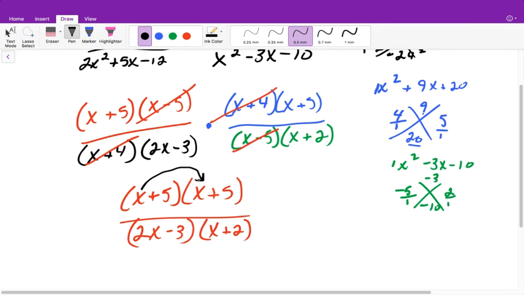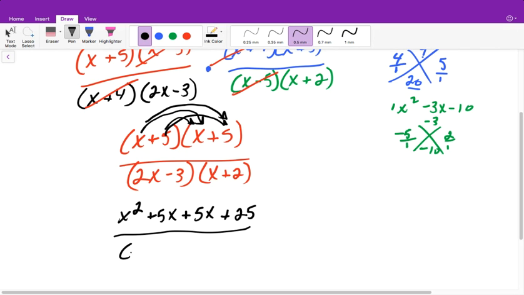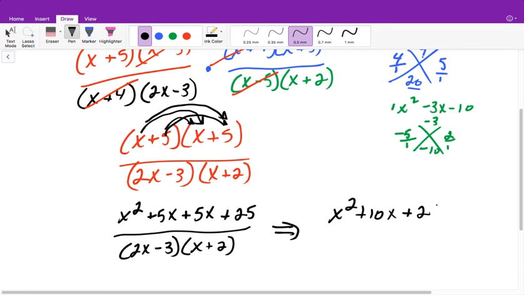So we would have to do x times x, which will then give me x squared, x times 5, which will then give me plus 5x, 5 times x, so we have to FOIL it, which is then going to give me another 5x, and 5 times 5, which is then plus 25. So then all over top of 2x minus 3 times x plus 2. So then our final answer will be x squared plus 10x plus 25 over top of 2x minus 3 times x plus 2. And now we have to identify what x cannot be.